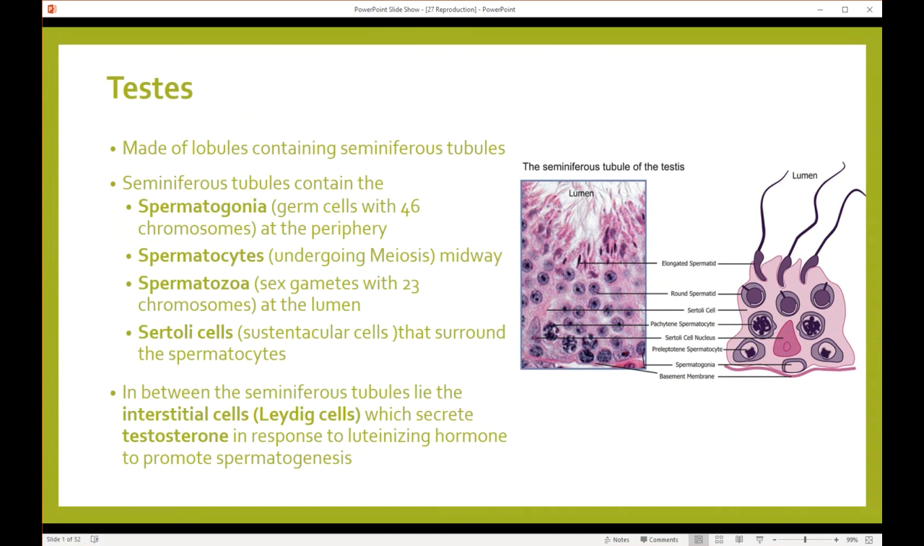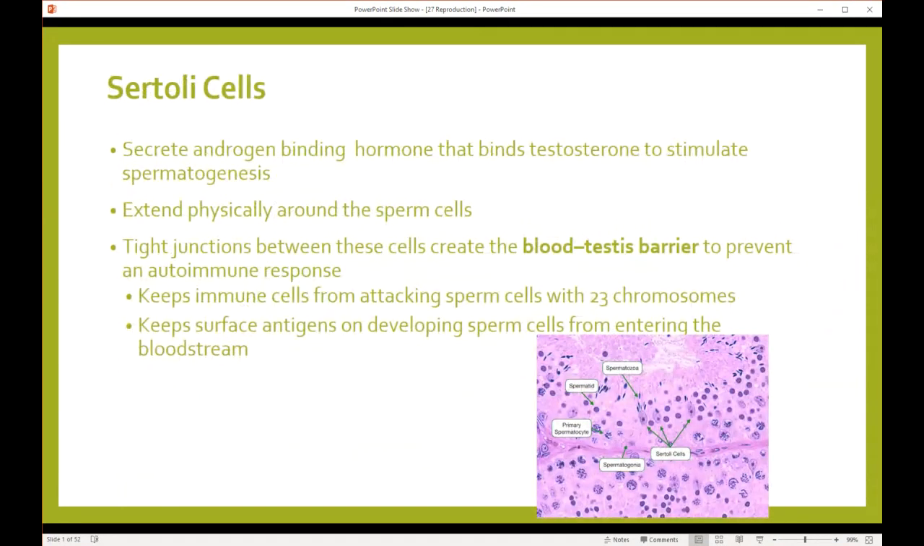Interstitial cells are also called Leydig cells, and those are going to secrete the testosterone. They do that when we've released luteinizing hormone, or LH. LH is going to promote spermatogenesis. You should hopefully remember that from our endocrine section. Those Sertoli cells are going to secrete what is called androgen binding protein, or ABP. That's going to help promote or bind the testosterone to stimulate spermatogenesis, and they extend physically around the sperm cells themselves.